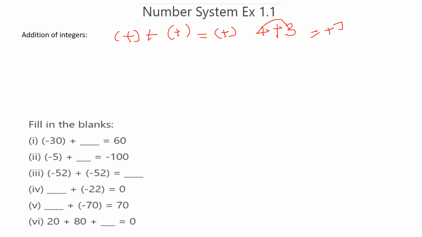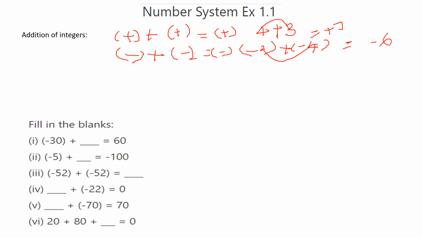Next, minus plus minus. That means add the integers here and put the minus symbol. For example, if you take minus 2 plus minus 4, you add the numbers 2 plus 4, 6, and put the minus sign. That is the answer.